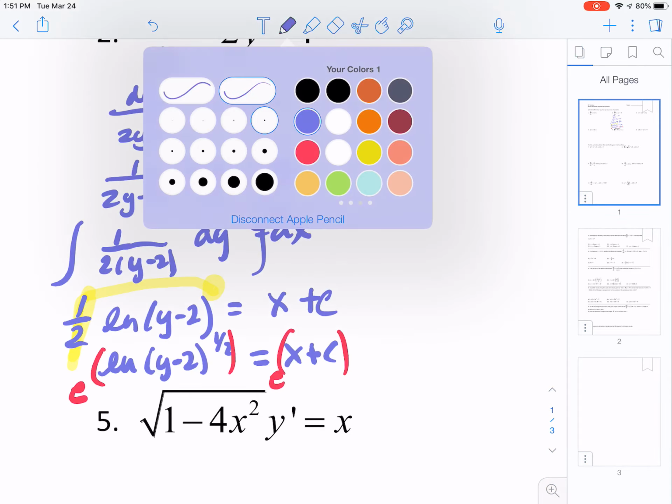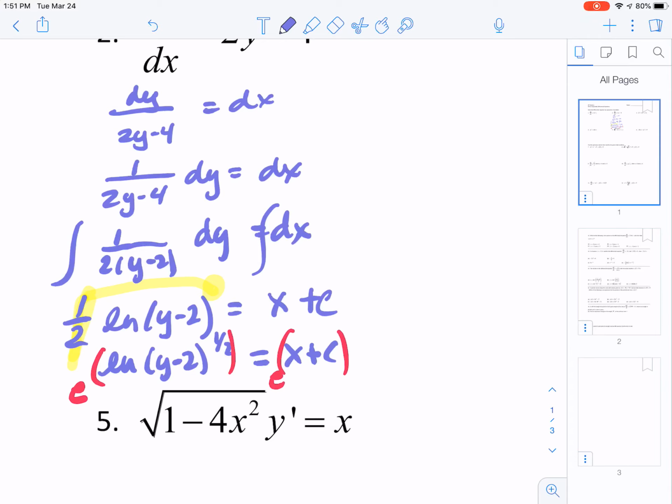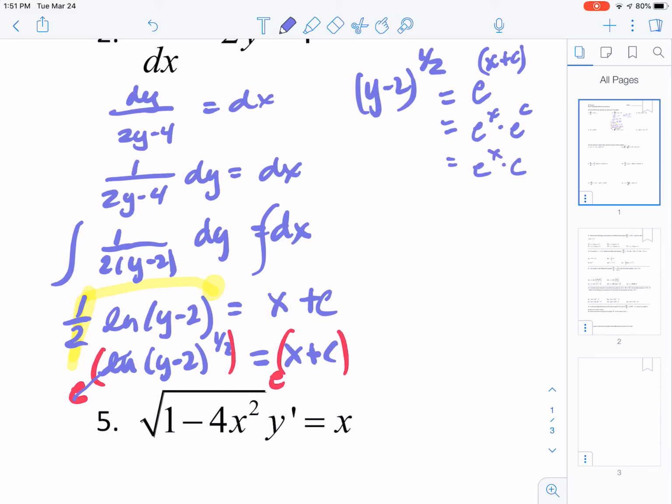What happens then is some weird stuff for properties, like the e and the log cancel out, so you end up with just y minus 2 to the 1/2. And then over here, e to the x plus c is the same thing as e to the x times e to the c, because the property for multiplying when you have the same base means you add the exponents. So I'm just using the property backwards. And then e to the c is really just c because it's a constant. So it's e to the x times c, which is c e to the x. So that's what happened in that whole step.